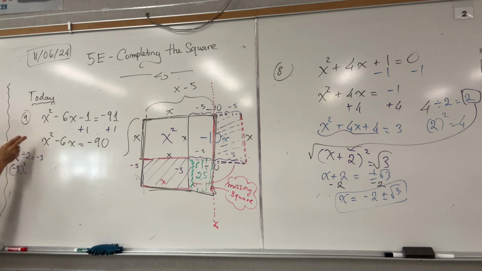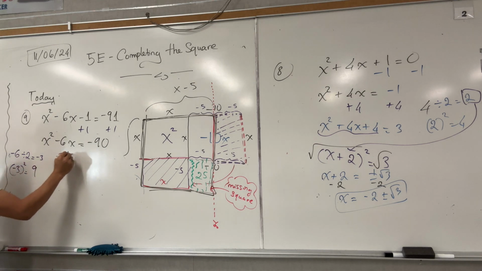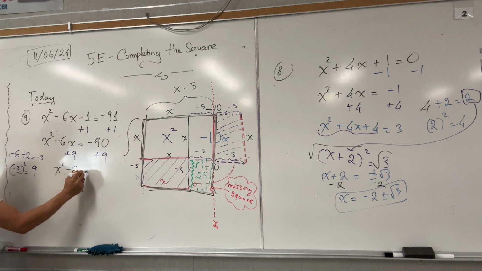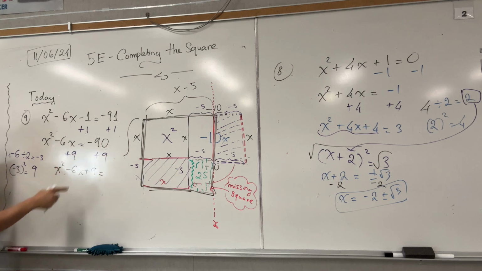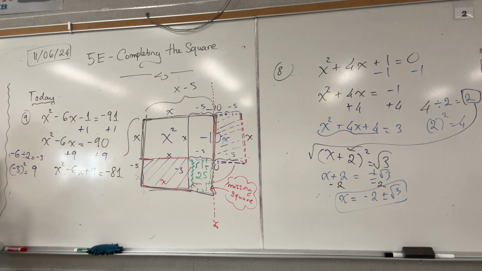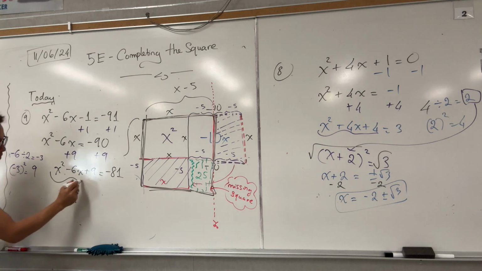Next, we're gonna complete the square on the side. So -6 divided by 2, -3. -3 squared is 9. What are you gonna do with the 9? You're gonna add it to both sides. Very good. So you're gonna have x squared minus 6x plus 9 equal to -90 plus 9 is -81. Very good.